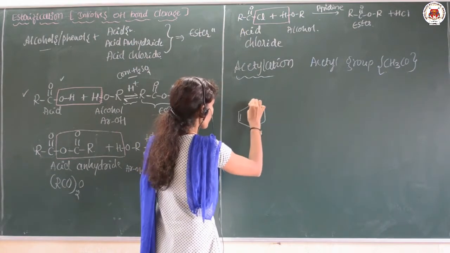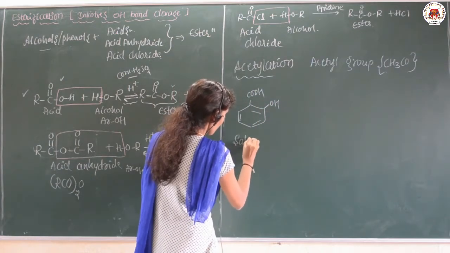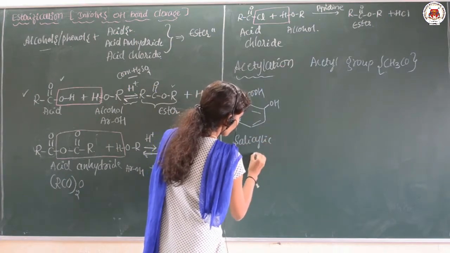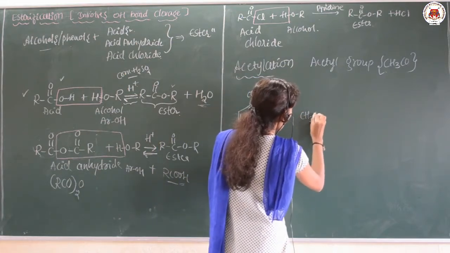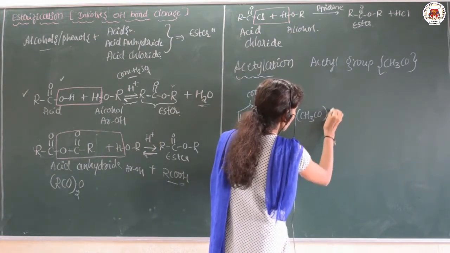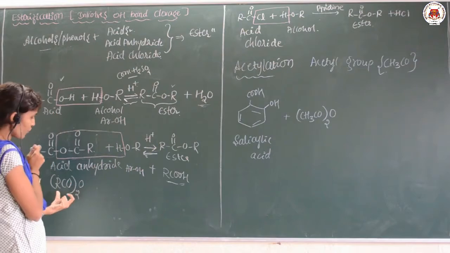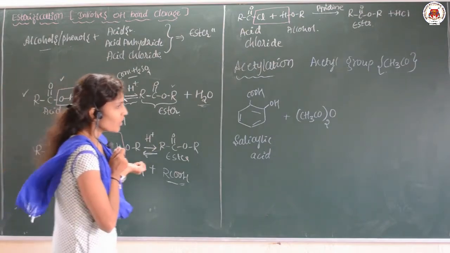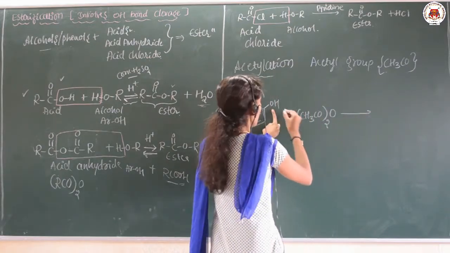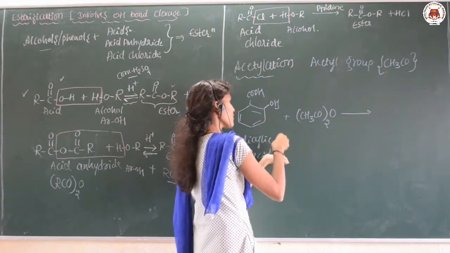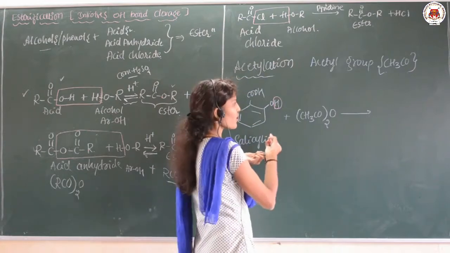So this is the structure of salicylic acid. When it is treated with the acid anhydride, as I said, in some books this is written like this, or they have taken CH3CO twice and O, the product is formed. This H is replaced by this acetyl group. That is why it is nothing but acetylation.